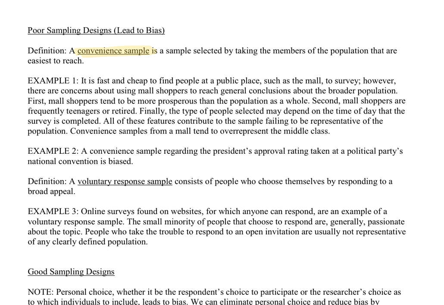Another example: a convenient sample regarding the president's approval rating taken at a political party's national convention is biased. So that's another example of a poor sampling design. So what's the takeaway? Poor sampling designs lead to bias.